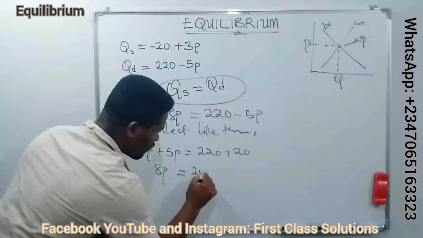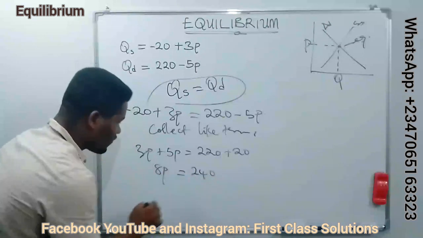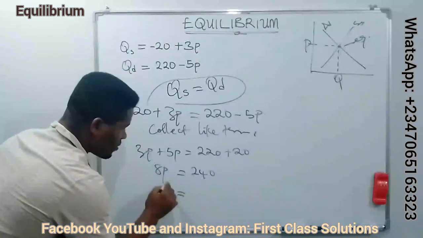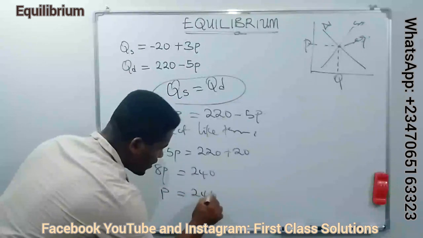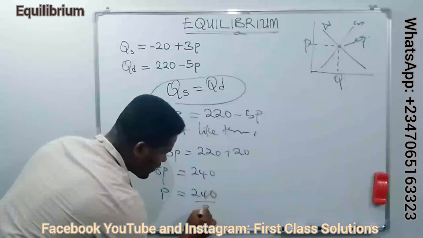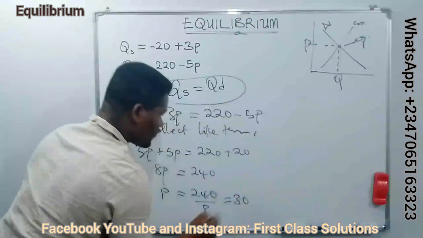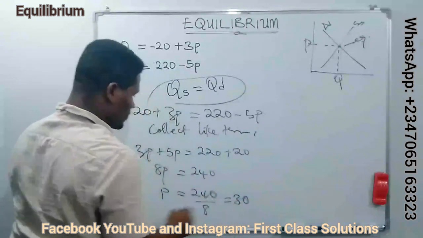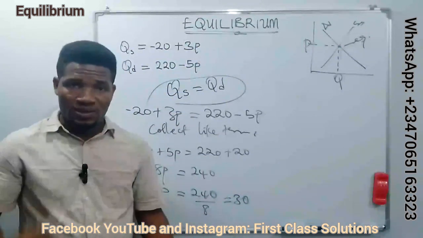We have 240. So if our 8p is given as 240, we simply get our p by dividing both sides by 8, to have 240 over 8, and this will give us 30. 240 divided by 8 gives us 30. So if our p is 30, it means that our equilibrium price is 30.